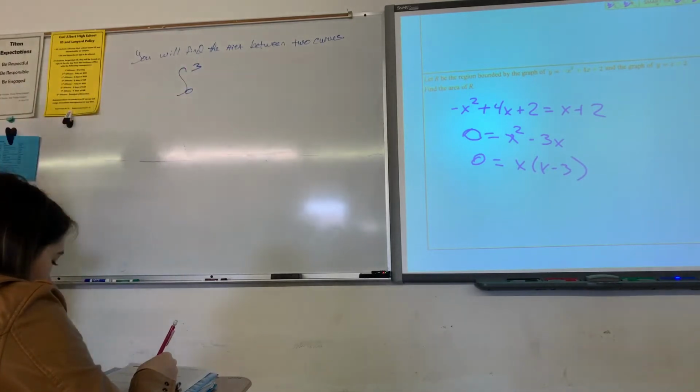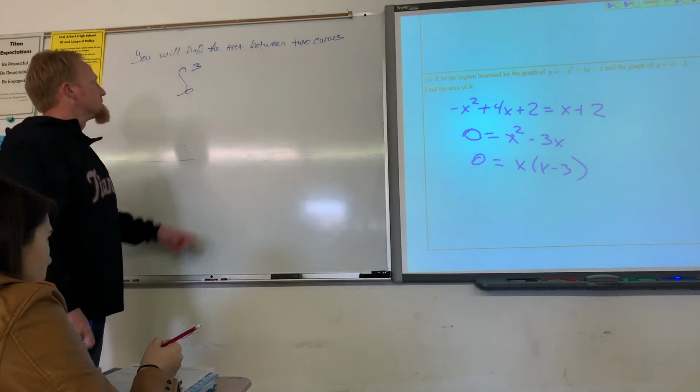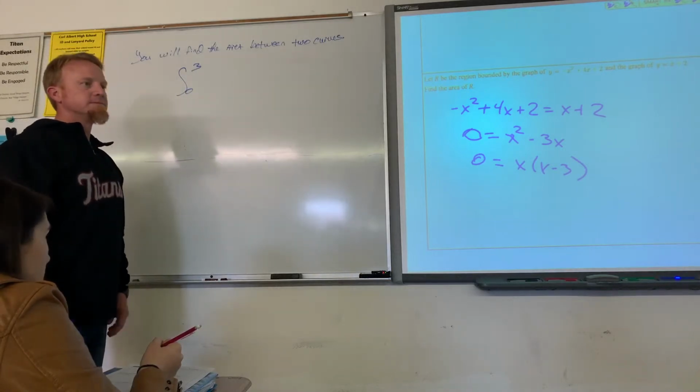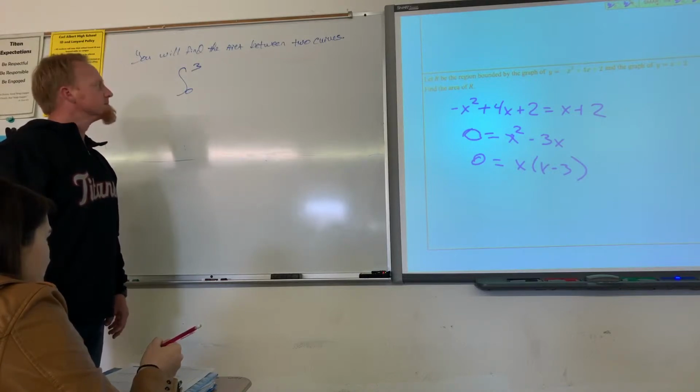So I know I have the integral from 0 to 3 over here. Does it matter which order you put them in? Like, does it matter what's B and what's A? Smallest number is always on the bottom.